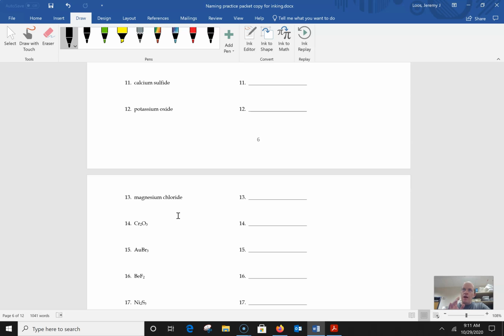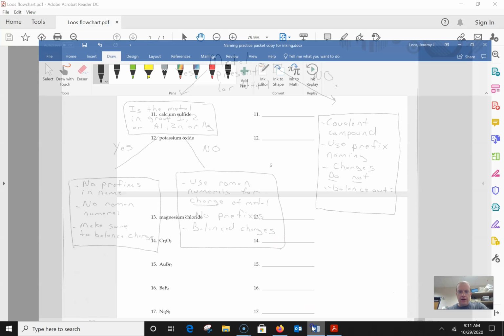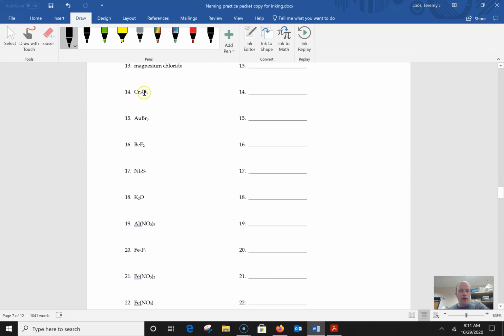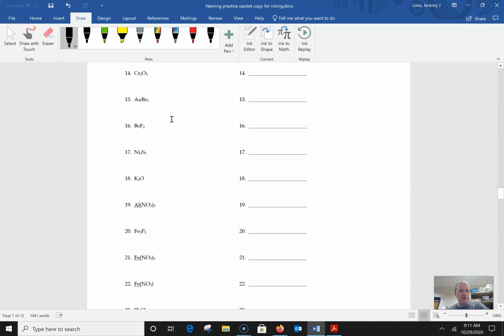So I'm going to do a couple of examples here, a couple from some different pages. Let's start here, on this part where we're seeing the formula and we have to write a name. Probably the biggest issue is, as I said, should we use prefixes? Should we use Roman numerals? Those are the biggest mistakes that people make.